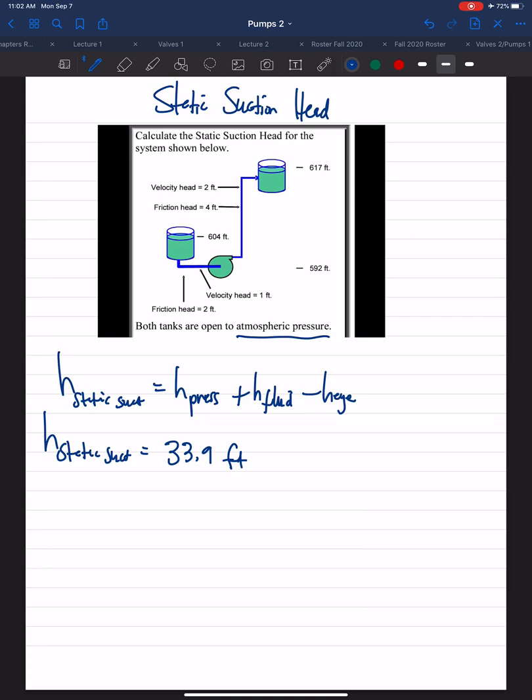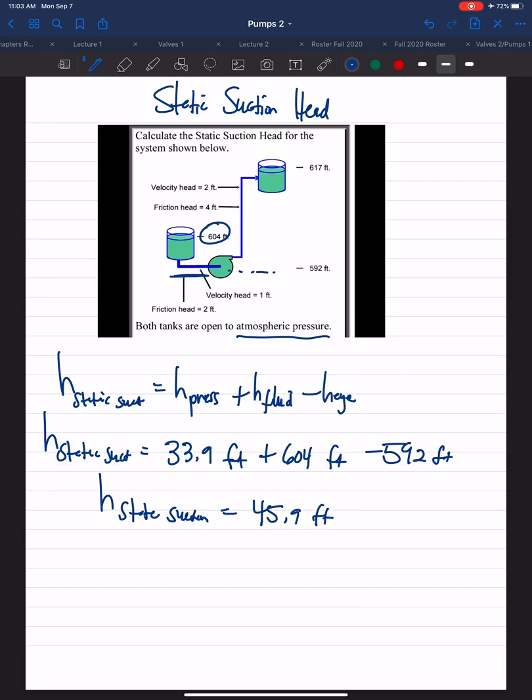The height of the fluid here, all right, we're on the suction side of the pump, this side, is 604 feet. And the eye of the pump here is 592 feet. So my static suction head is 45.9 feet.